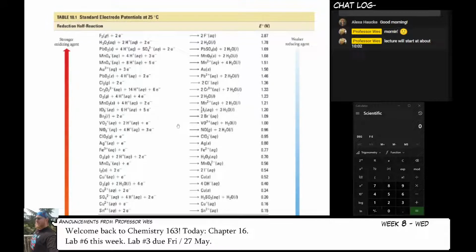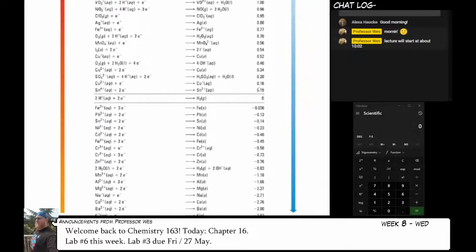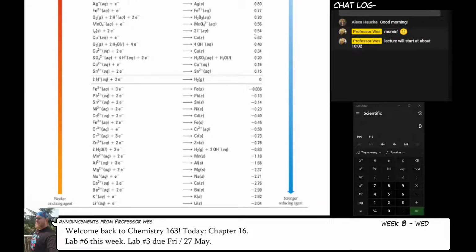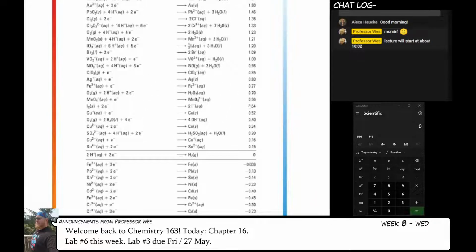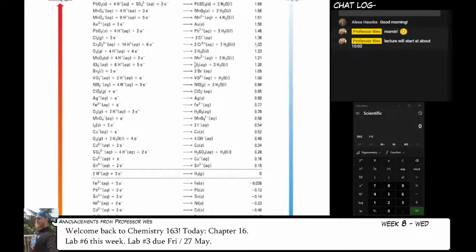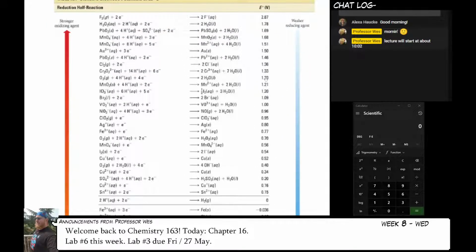So I like this chart personally because it sorts them by voltage. If you're trying to find a particular substance, that can be kind of annoying. But if you're trying to do something like, say, make the biggest voltage, or if you're trying to do something like, say, what will react with what, this chart is much more handy. And we're going to show that in some examples later on.